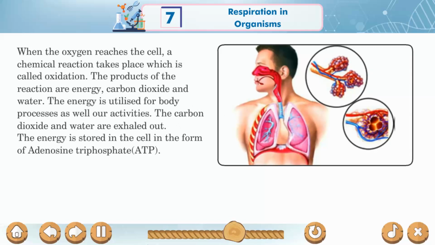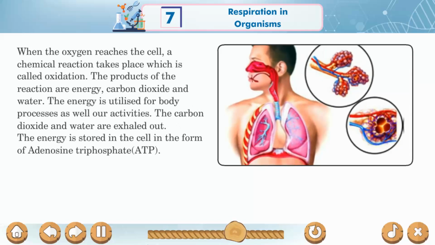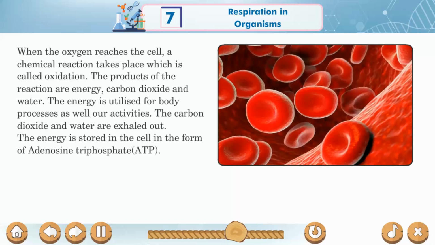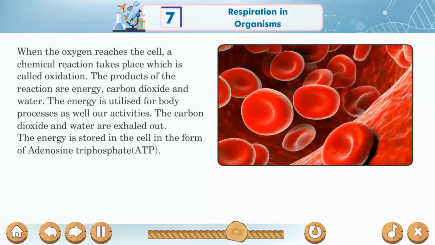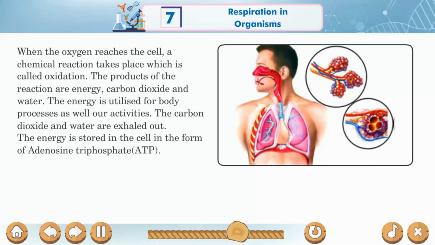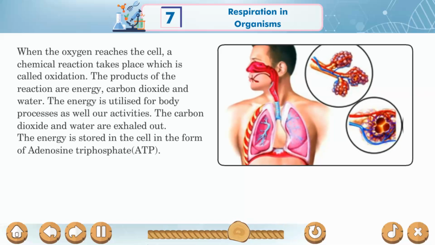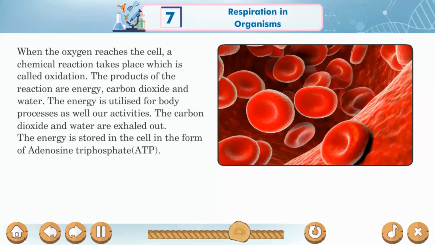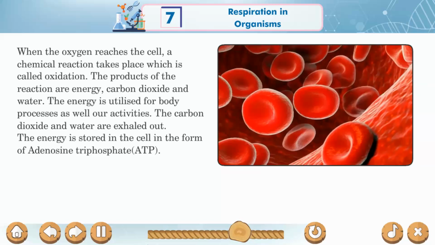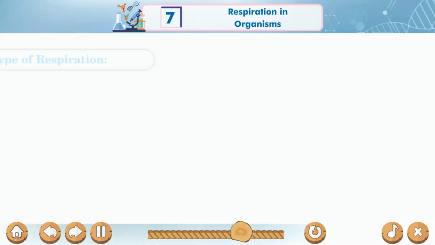When the oxygen reaches the cell, a chemical reaction takes place which is called oxidation. The products of the reaction are energy, carbon dioxide and water. The energy is utilized for body processes as well as our activities. The carbon dioxide and water are exhaled out. The energy is stored in the cell in the form of adenosine triphosphate, ATP.